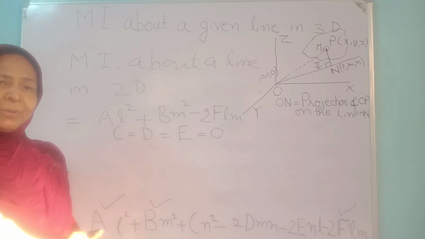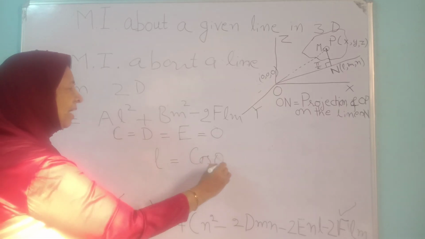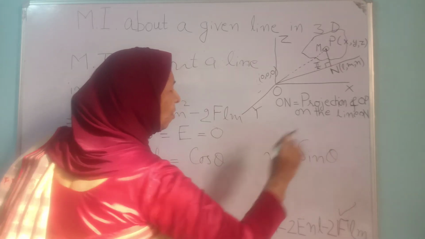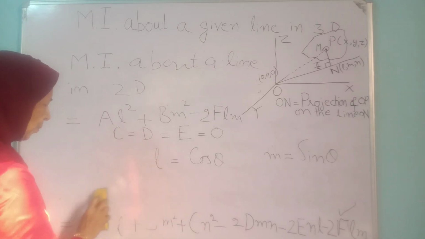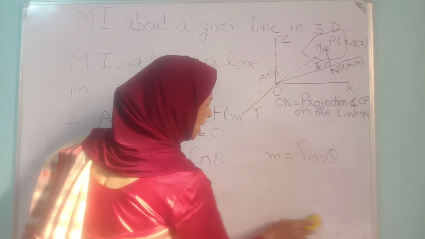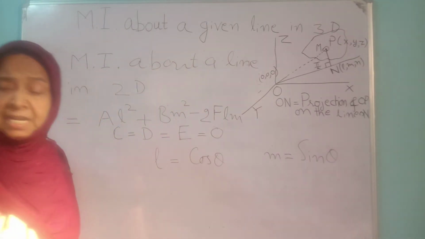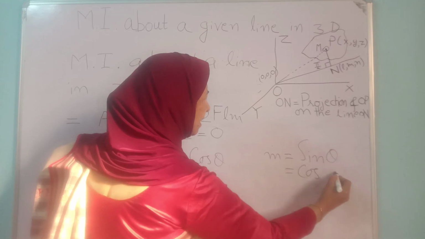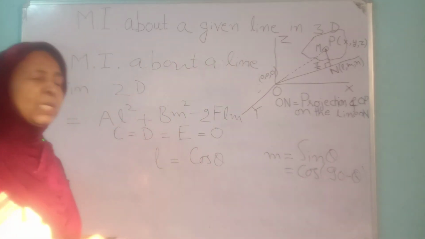Now, one more thing. You know the value of L also? L is cos theta. M is sin theta. Why sin theta? Because there the line will make an angle 90 minus theta with the y-axis. So once the angle is 90 minus theta, you know what the direction cosine is: that is the cos of the angle in between. So here it should be cos of 90 minus theta, and cos of 90 minus theta is known to you, that is equal to sin theta.